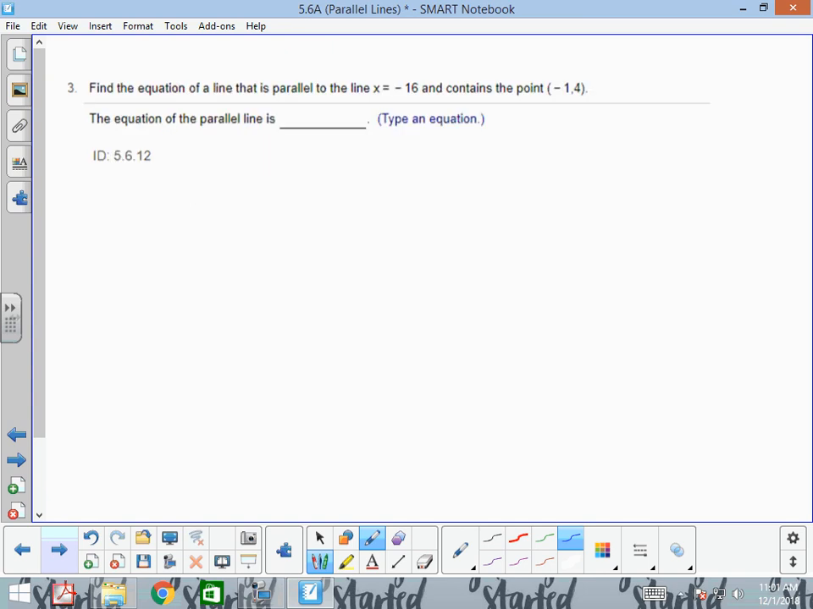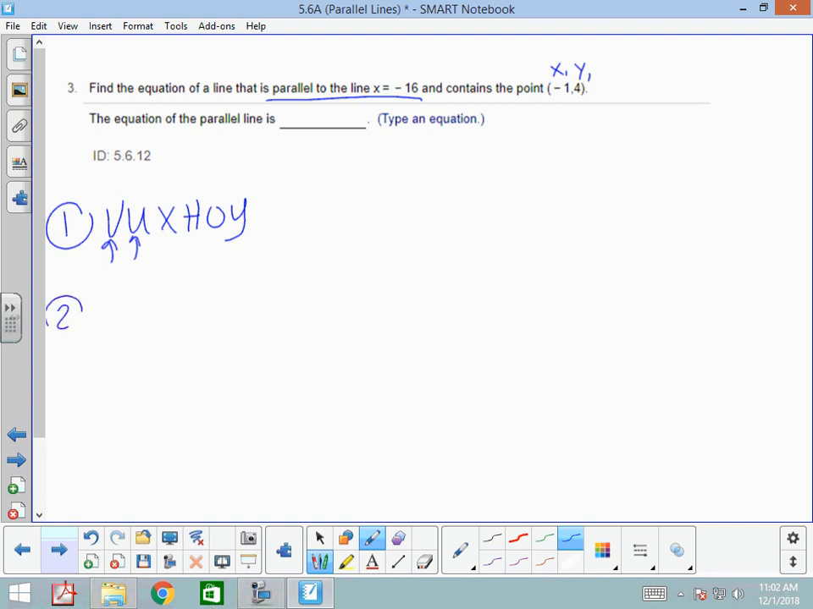And number 3 is even easier. Find the equation of the line that is parallel to the line x = -16 and contains this point. Remember, Bucks-Hoy says that if it's an x equation, then it's a vertical line. That means it has an undefined slope. So if it's parallel to that line, then this line is also going to be a vertical line with an undefined slope, which also means its equation is x equals the number in the x position, which is -1. So that is the equation.